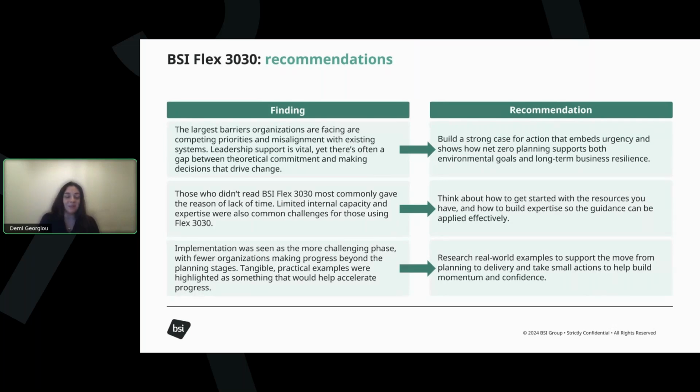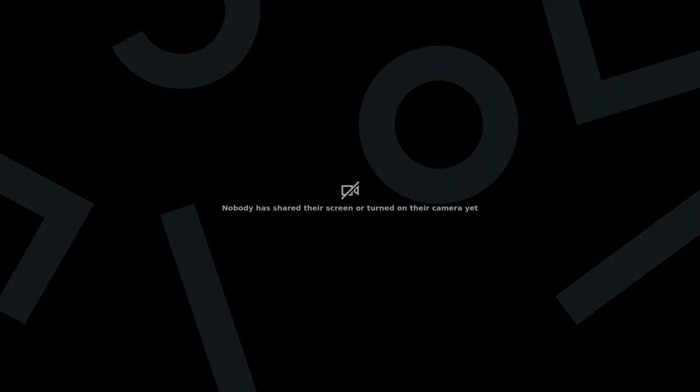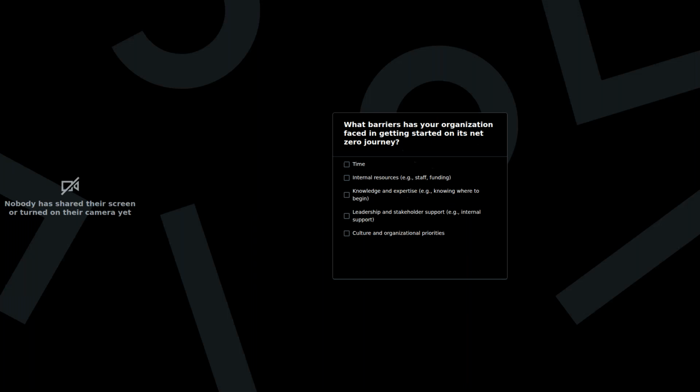In a moment, Sam and Mike are going to take a deeper look at some of these recommendations. But just before that, there was a question that we wanted to ask you. So our question for you is, and hopefully it will pop up on your screen in a moment, what barriers has your organisation faced in getting started on this net zero journey?